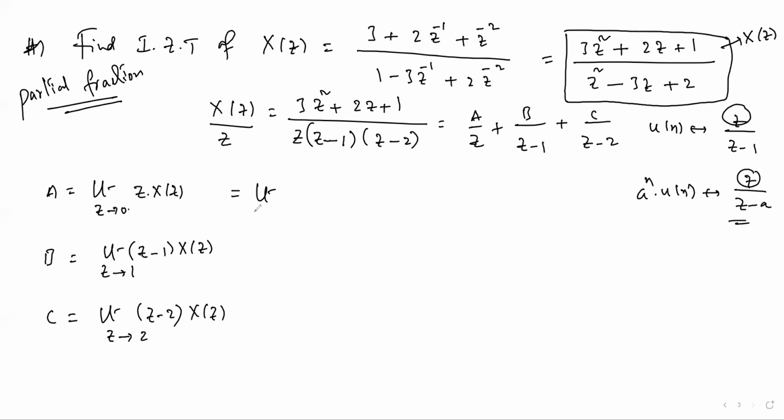So limit z tending to 0 z into what is x of z? 3z square plus 2z plus 1 divided by z minus 1, z minus 2.